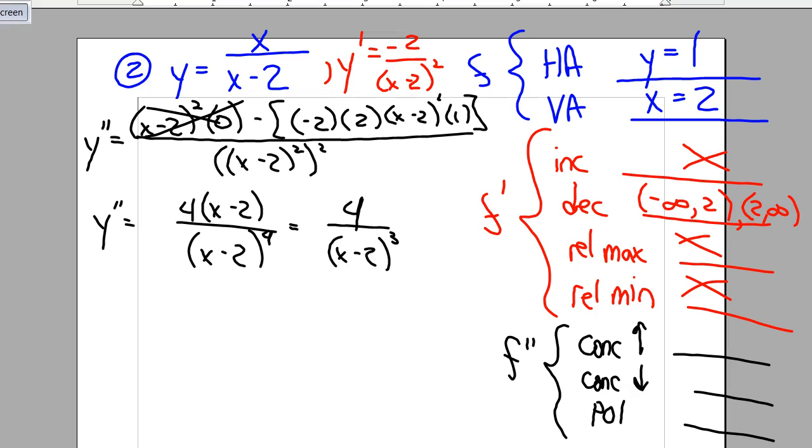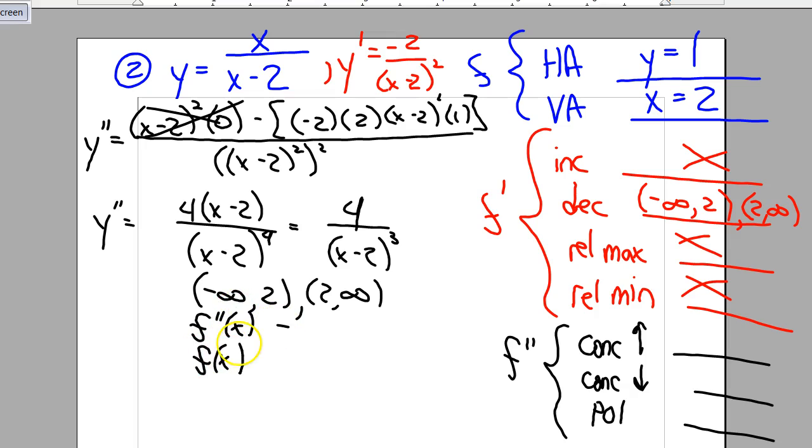So if I set the top equal to 0, nothing happens. 4 never equals 0. Set the bottom equal to 0, I get x equals 2 again. So I'm going to go negative infinity to 2, and 2 to infinity. I'm plugging back into the second derivative because that's where I am. You're always plugging back into your own level. So I plug in like 0. 0 minus 2 is negative 2. Negative 2 to the 3rd power is still negative. Positive divided by a negative. Your second derivative here is negative, which means f of x is concave down. So we're concave down from negative infinity to 2.